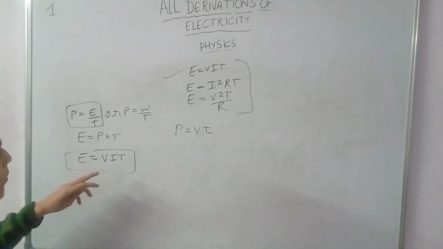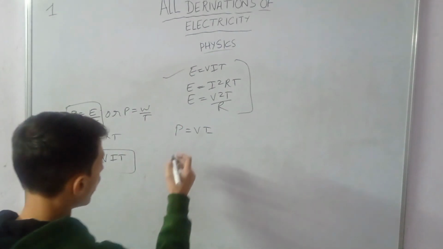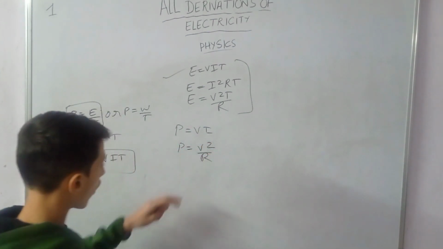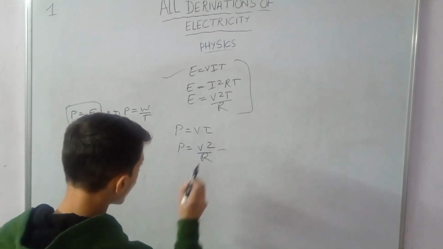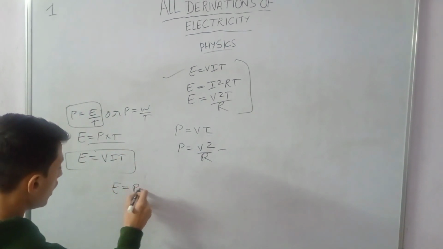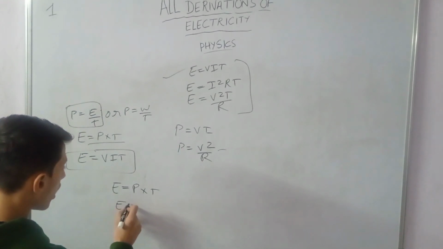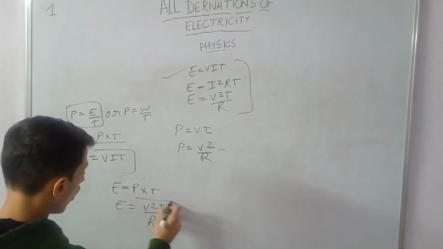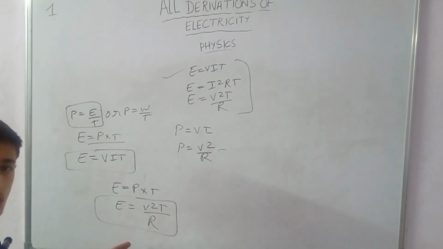Okay, now I will prove the second formula. Okay, we know that it has another formula, that is P equals V square upon R. Now if I put this formula in this equation, that is E equals P into T, the formula becomes V square T upon R. Okay, now this formula is also very easy.